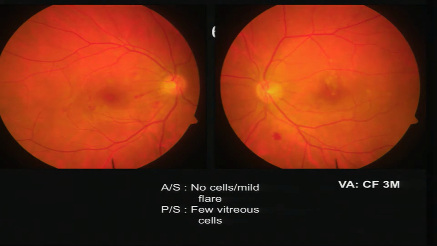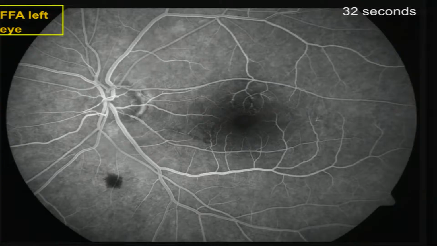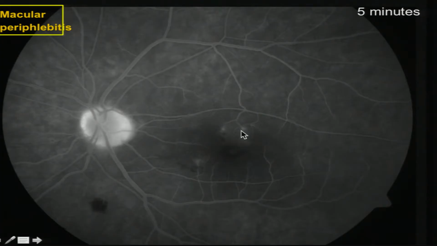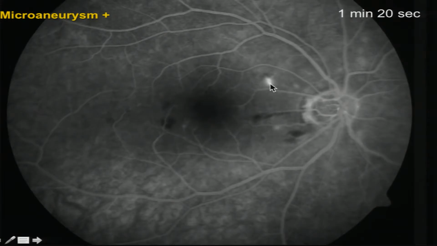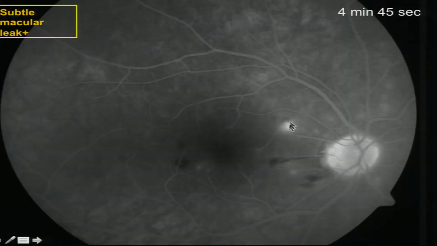How many of you feel it could be retinitis due to zoster? His vision is down, there are no cells, and we do the angiogram. The angiogram shows some vascular involvement here. There is very mild leak from the blood vessels here. And in the right eye, again, you have mild vascular leak here.